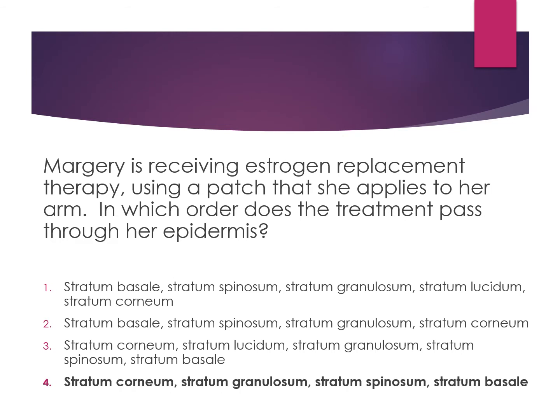That's right. The correct answer here is stratum corneum, stratum granulosum, stratum spinosum, stratum basale. Remember, there is no stratum lucidum in the thin skin that you would find on the arm. As the drug diffuses out of the patch into the epidermis, the first layer that would be penetrated would be the stratum corneum. So number 4 is the correct answer here.